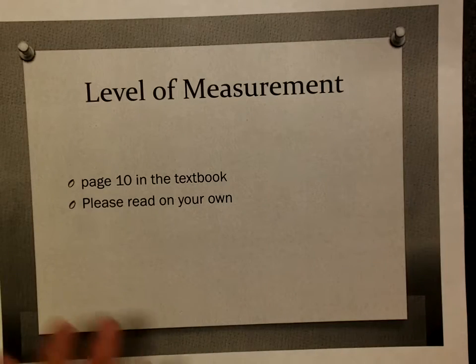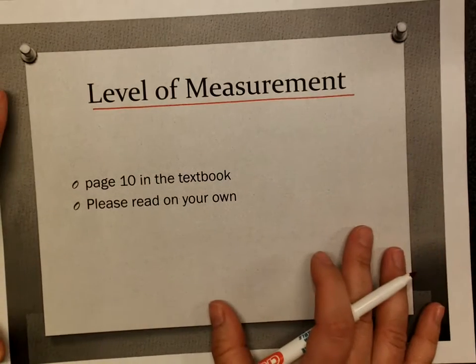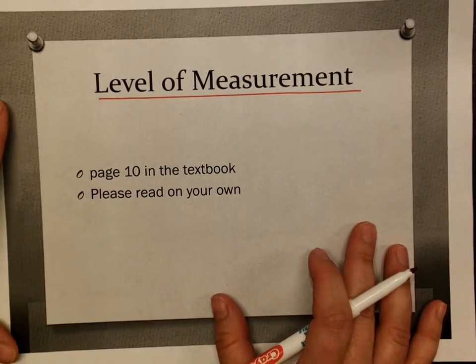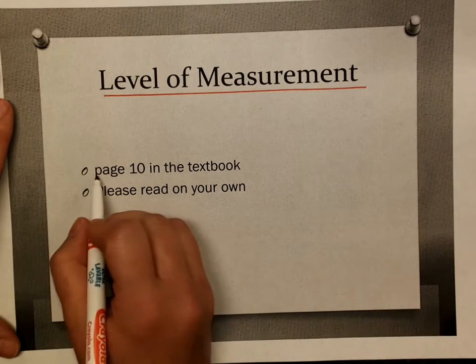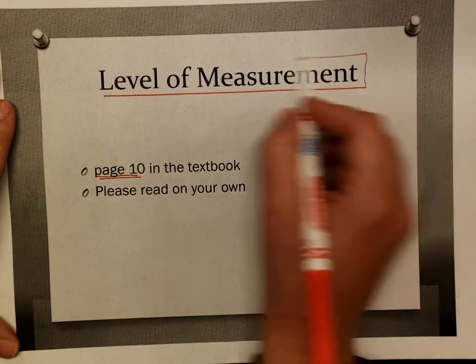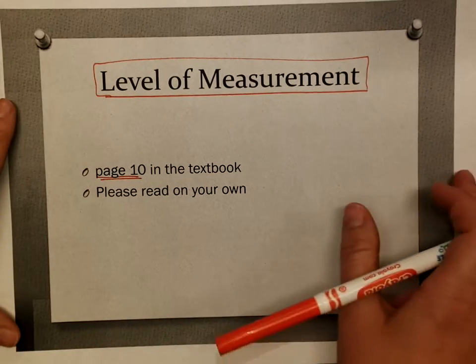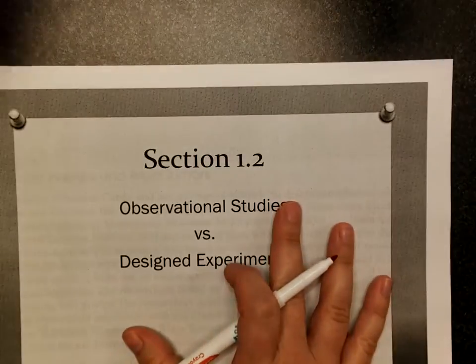The last thing in the first section is about different levels of measurement. I am not going to test you over this. There might be a homework question over it. So if you refer to page 10 in the textbook, it describes the level of measurement, but it's not something I'll be testing over. So that's it for section 1.1. Now we'll look at section 1.2.